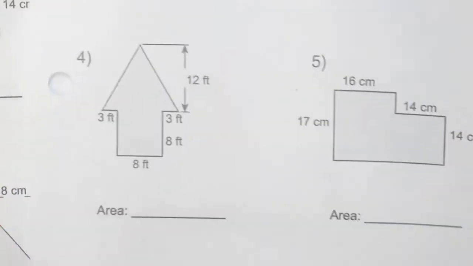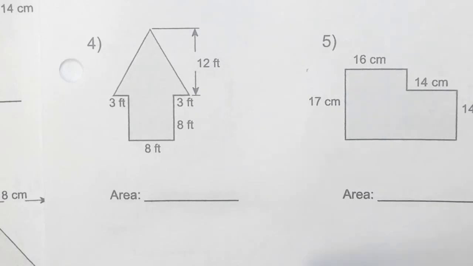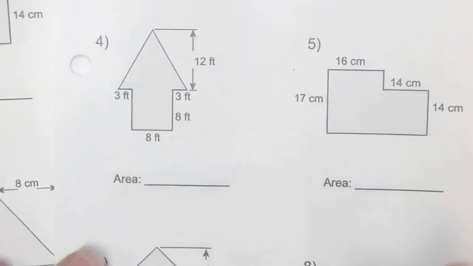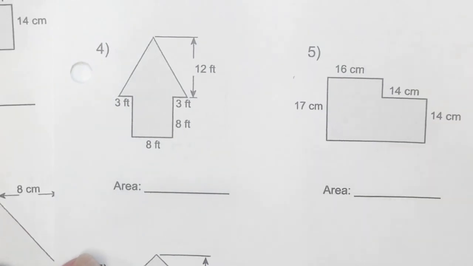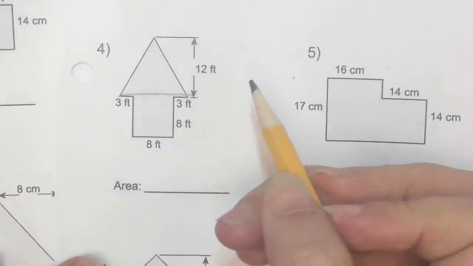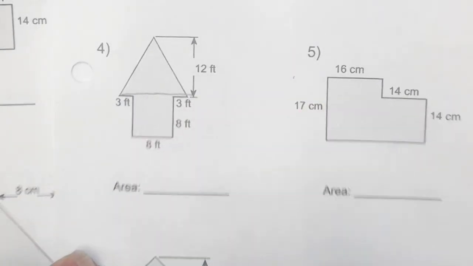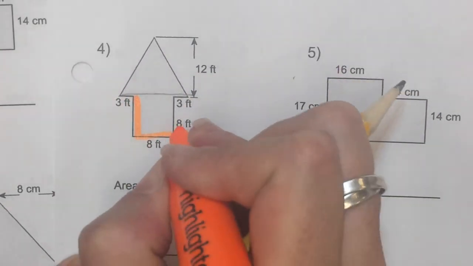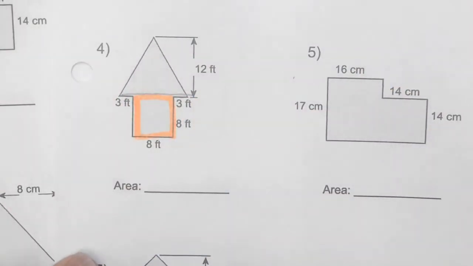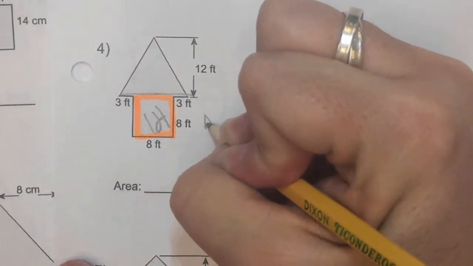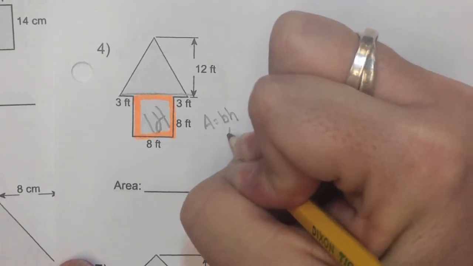Okay, number 4. I really need you to look at number 4. Because number 4, okay, it is a triangle and a square. And to most of you, that's fine. But the problem is, okay, the square is easy. Let's get rid of the square first. What is the dimensions of the square? 8 by 8. Okay, so that is 64, right? Area equals base times height.